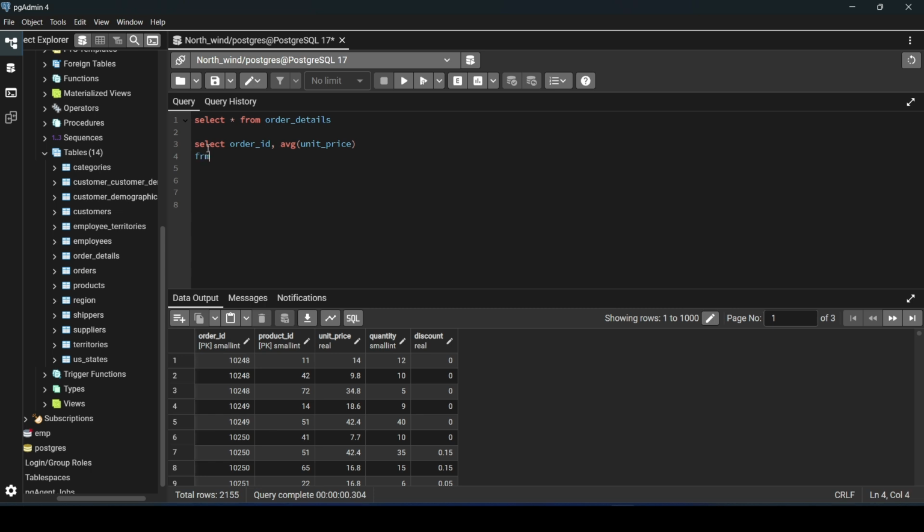From the order details table and group by order ID having average unit price, where the average unit price is more than 30.